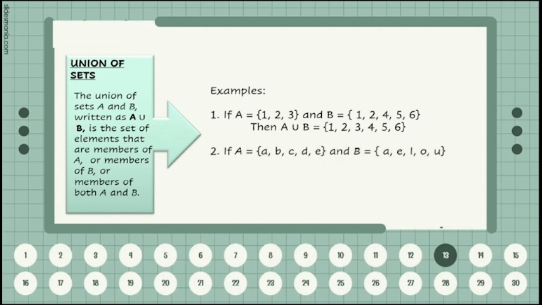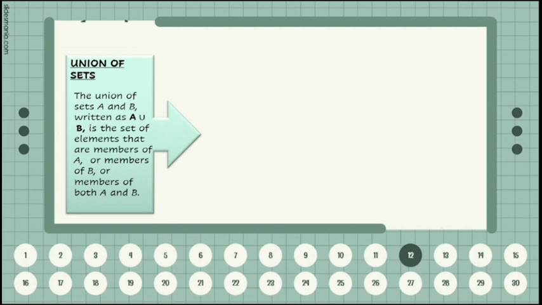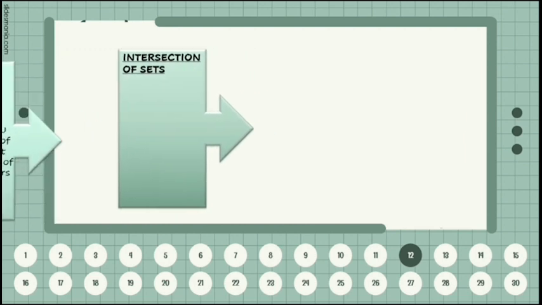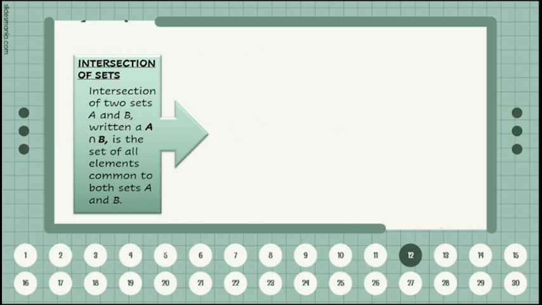So here is another example. If A equals {A, B, C, D, E} and B equals {A, E, I, O, U}, then the union of A and B equals {A, B, C, D, E, I, O, U}. Right? While the intersection of two sets is the set of all elements common to set A and set B.